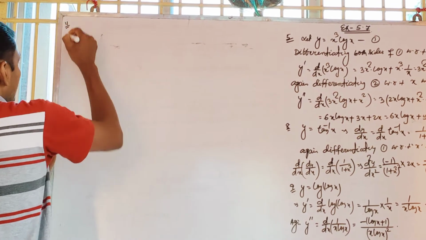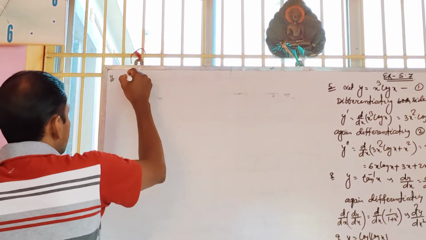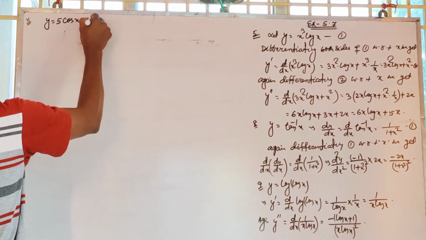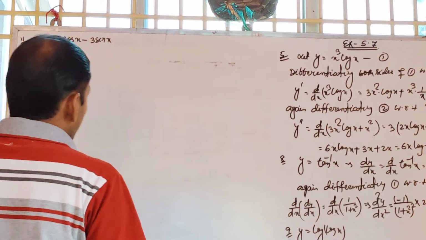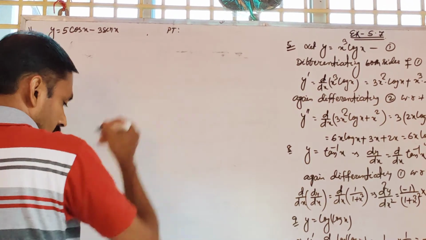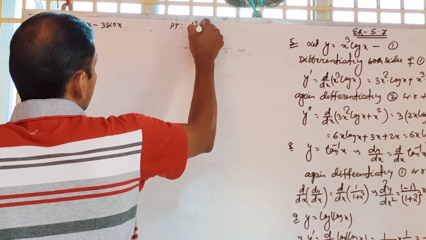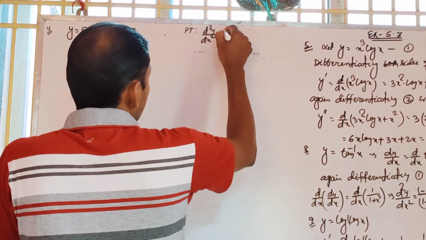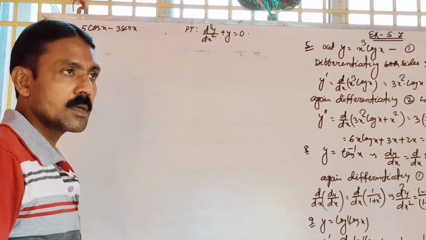So question number 11 is, if y equal to 5 cos x minus 3 sin x, y equal to 5 cos x minus 3 sin x. Okay, then we have to prove that d2y by dx square plus y equal to 0. Actually second order derivative, this is very easy.